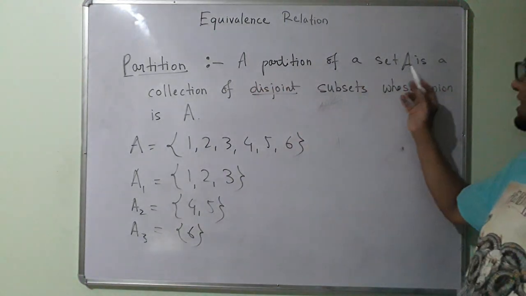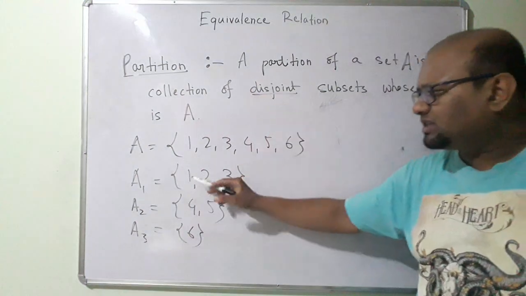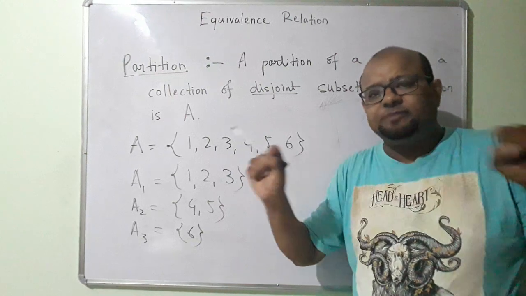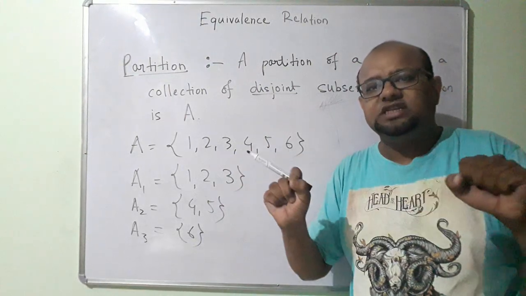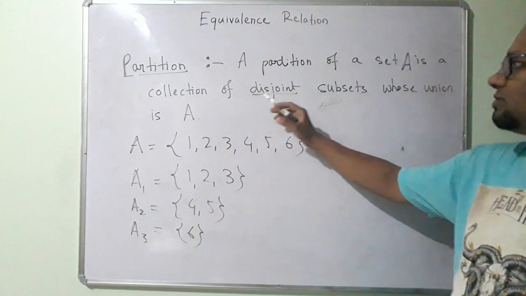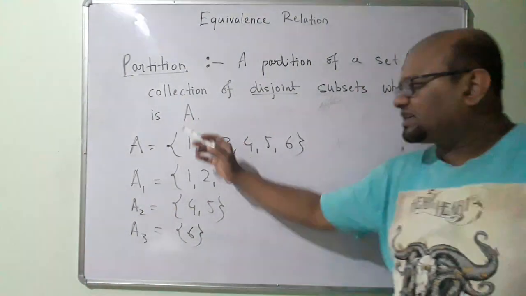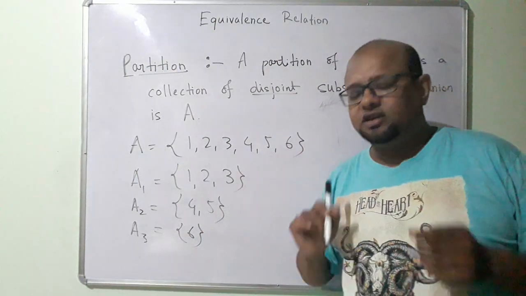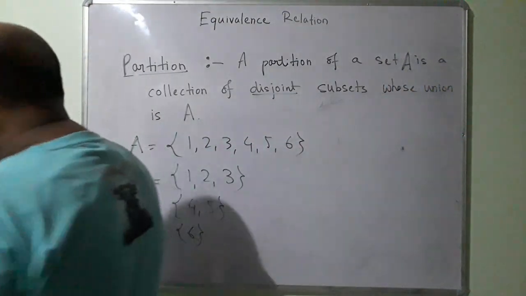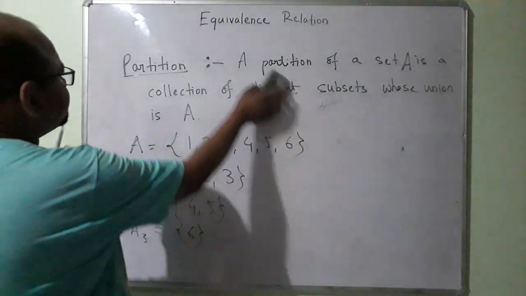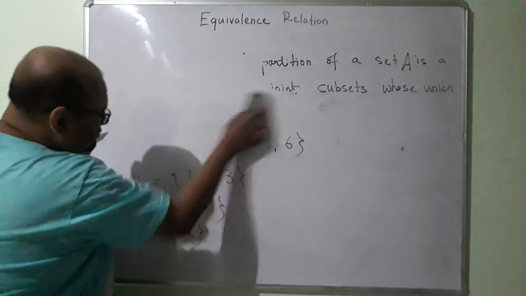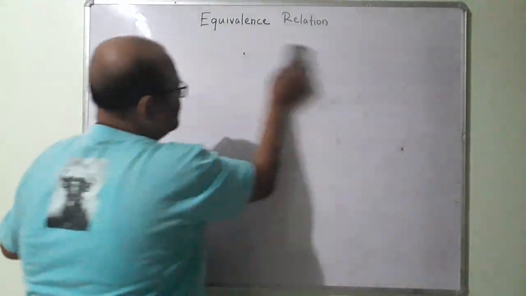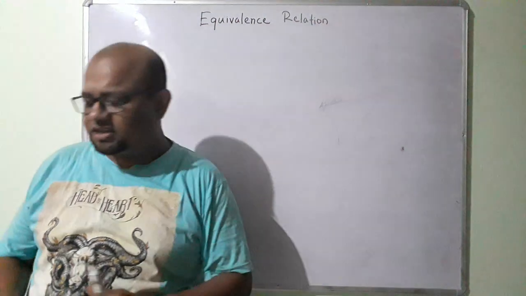So once again, read the definition. A partition of a set A is a collection of disjoint subsets whose union is A. Disjoint means no two sets will share any common element. There is no joining. These are separate. So all these different subsets, when you union them back, you will get back the original set. So this is called partitioning a set. This was one simple definition that we saw in the middle, the interval in our movie on equivalence relation.